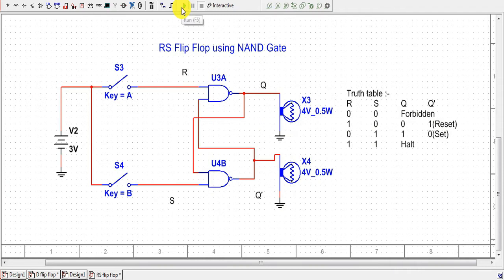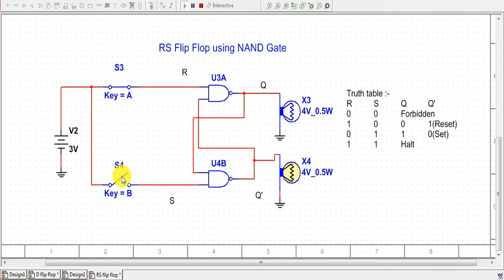Initially, as soon as we start the circuit, for the 0 0 state we can't determine the output state of the flip-flop, because this is the forbidden case. Now as soon as we close the switch R, that is, we apply the signal through R, and S remains open, then we get the state of Q as 0 and Q dash as 1. This is called the reset state of a flip-flop. So as soon as we close the switch and apply the signal from R, we get the output from Q dash as 1 and Q as 0, and this is the reset state.